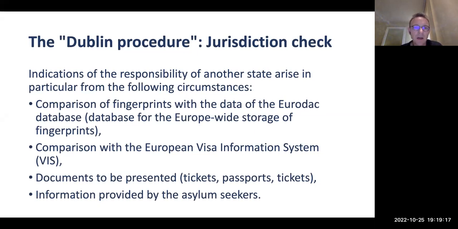You would then immediately call upon the first criteria, which is the family ties. Other documents like tickets, passports, and all this kind of proofs can also be used, obviously, for the determination. And of course, all the information that is provided by the asylum seekers.